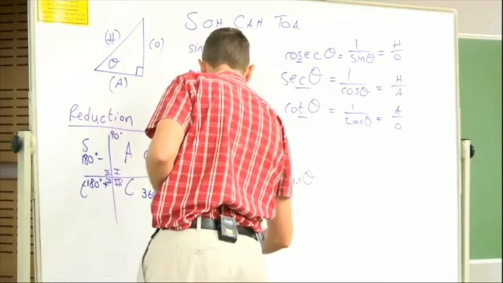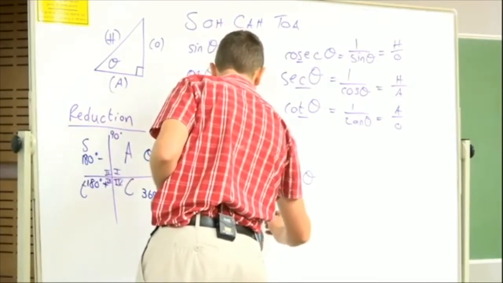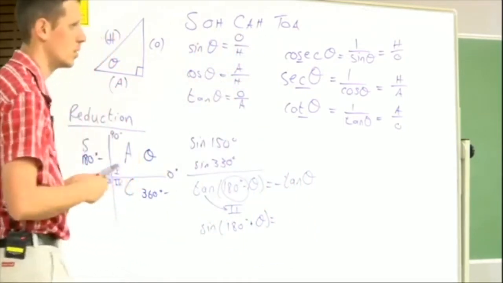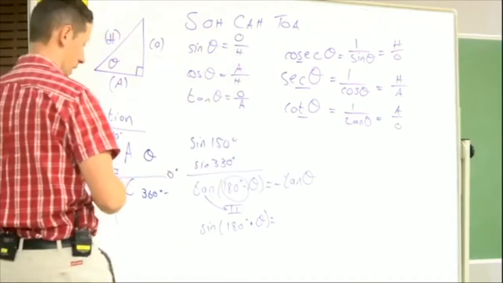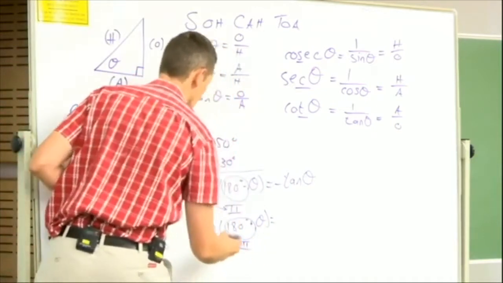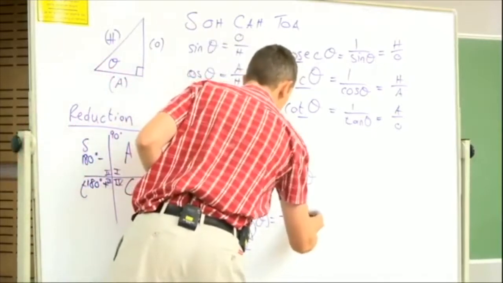So what if I've got sine of 180 plus theta? Okay, so the 180 plus tells me third quadrant. Sine is negative there, so negative sine theta.